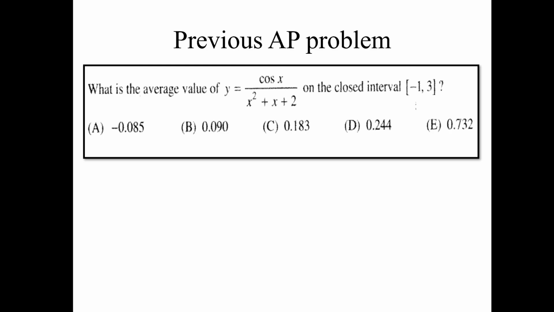And here's another problem that you can try. It's just one of the AP problems. Find the average value of y equals cosine of x over the quantity x squared plus x plus 2 on the closed interval from negative 1 to 3. Basically, this one you can integrate on the calculator, and then just divide by the difference of negative 1 and 3. So the answer most likely is going to be C.